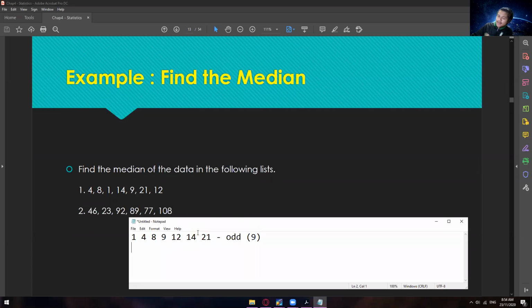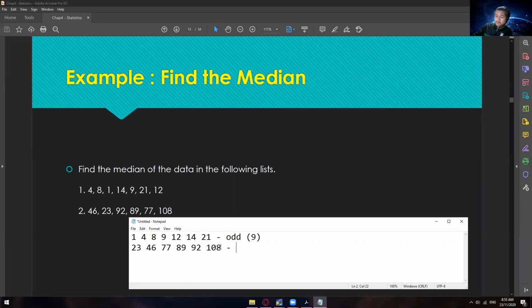So again, in getting the median, we just arrange the data from smallest to largest or largest to smallest. In my case, I always do smallest to largest because I'm way more comfortable doing that. So the first one is 23, 46, what's next? 77, 89, 92, and then 108. Are we correct? Yeah, I think so. So that is the first step.